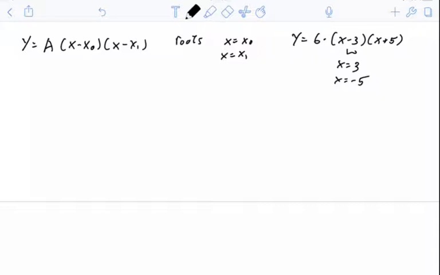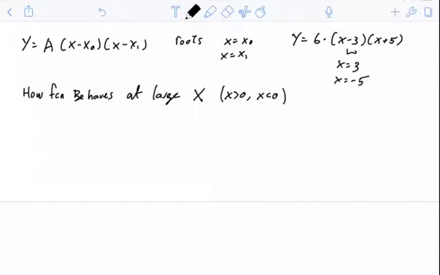We mentioned before that the power of the factored form is that you can tell what the roots are. That said, you can still talk about how the function behaves at large x, both x positive and x negative, based on that coefficient a.